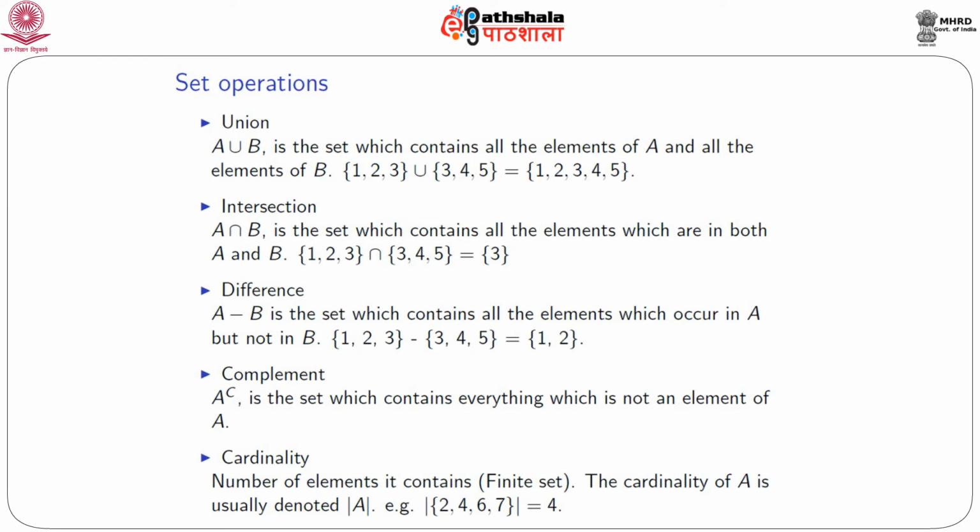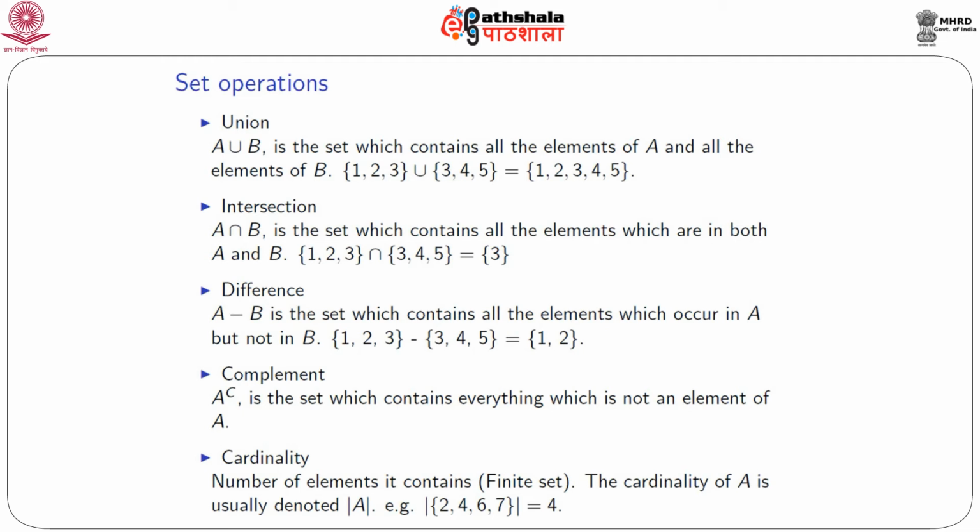We can define the difference between two sets, A minus B, as the set which contains all the elements which occur in A but not in B. So, we are talking about elements which belong to A but not to B. For example, we have the same sets that we have taken so far, {1, 2, 3} and {3, 4, 5}. If I take the difference, then I will get a set consisting of two elements, 1 and 2.